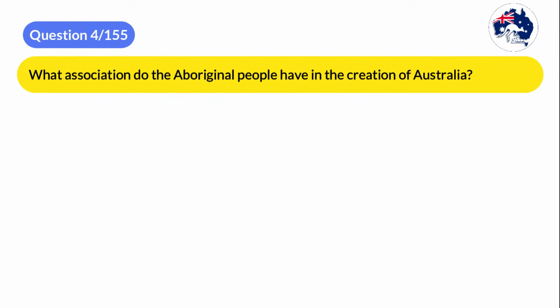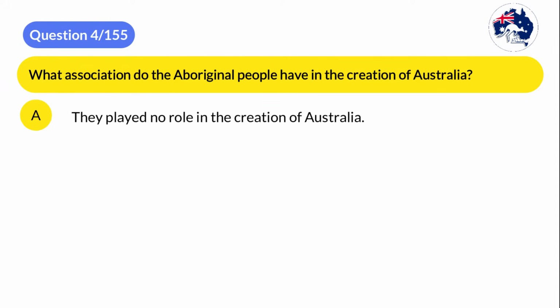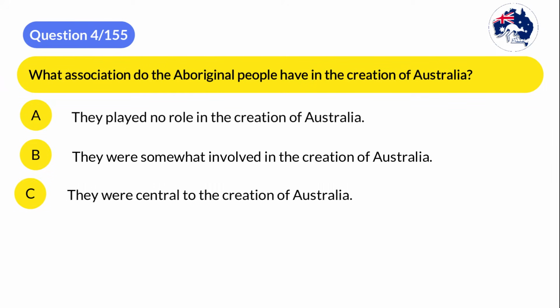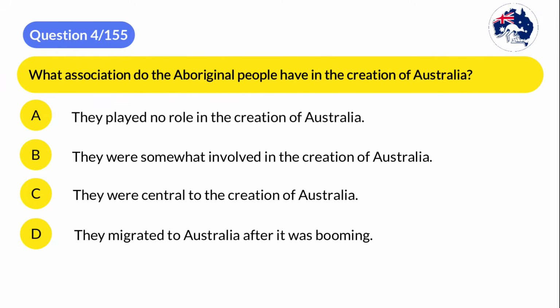Question 4. What association do the Aboriginal people have in the creation of Australia? A. They played no role in the creation of Australia. B. They were somewhat involved in the creation of Australia. C. They were central to the creation of Australia. D. They migrated to Australia after it was booming.